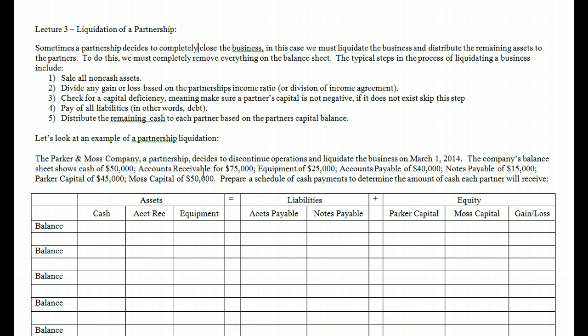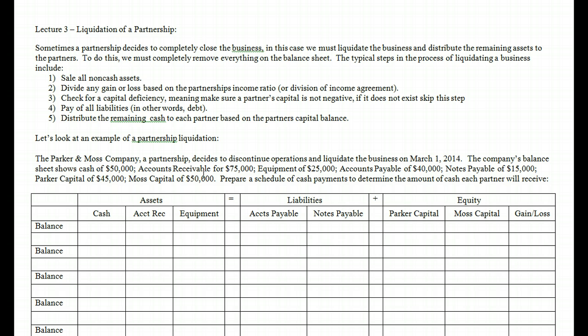Next step, once we have sold our assets, divided gains and losses, and made sure all the capitals are positive, the next thing we'll do is pay off our liabilities. In other words, we simply pay off our debt. Anything the company owes, we pay off that debt. Keep in mind that partners are legally responsible for debt. Any general partner has unlimited liability, so they have to make sure that they can pay off their debts. Hence the reason we take care of that capital deficiency.